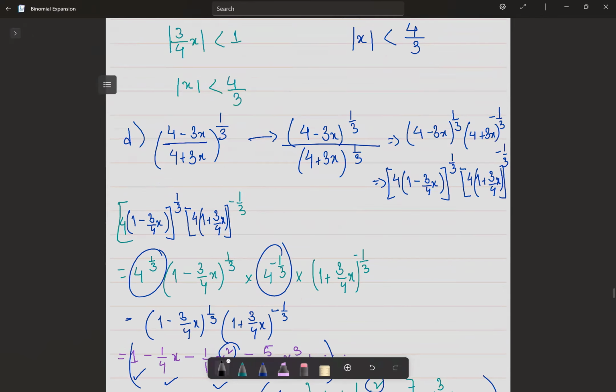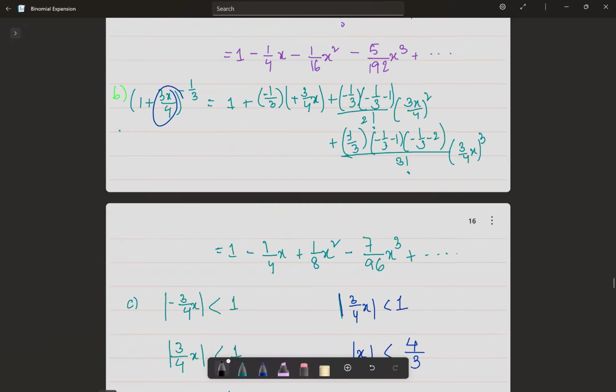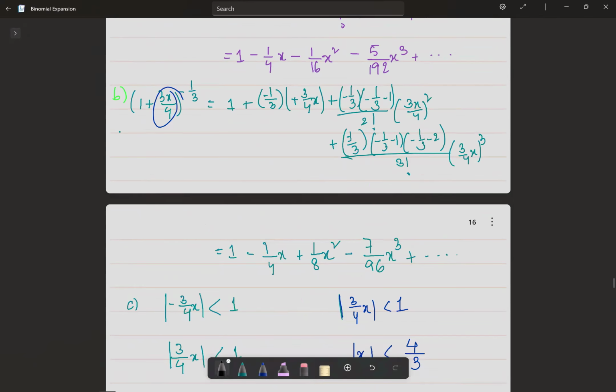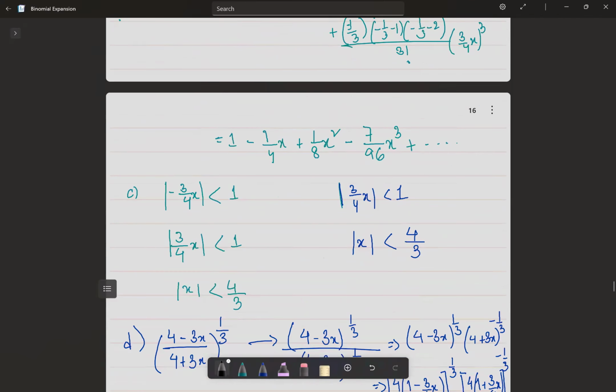So what we did in here was, we were first asked to expand and simplify. So we expanded using the formula. We simplified each of the terms from the calculator. And then we were asked to find the range in which both of these expansions are valid. So we saw that in both of these expansions, the second term is 3 by 4x, so that should be less than 1. And from there, we found out the range of values of x for which the expansion is valid.